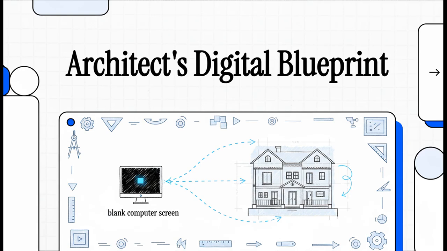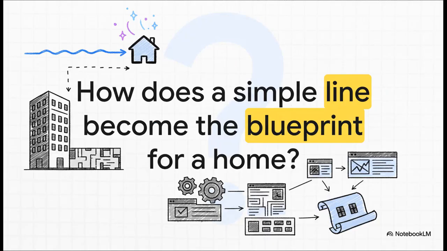Have you ever just looked at a blank screen and wondered how a pro architect turns that nothingness into a complete, detailed plan for a house? Well, today, we're diving right into that exact process. It really can feel like some kind of digital magic, watching a design go from 0 to 100. But here's the secret. It's not magic at all. It's a system. So how does a simple line on a screen become the blueprint for a home?